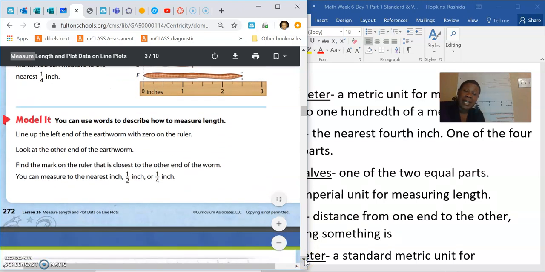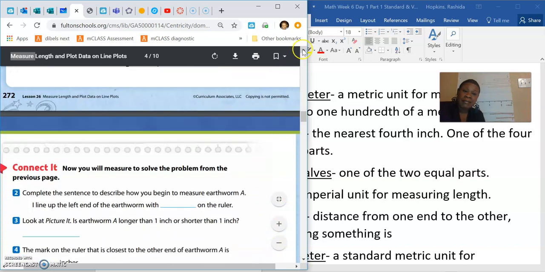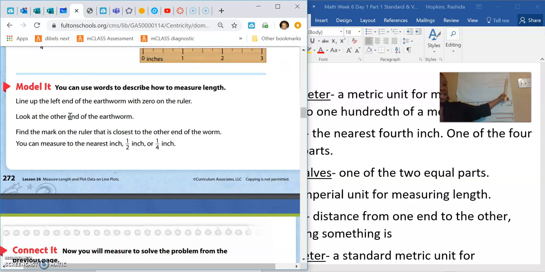So we're going to be able to answer some questions after doing that. You can use words to describe how to measure the length as well. So if we model it, line up the left of the earthworm, and that's here if we're looking at my little drawing. So you have the left of the earthworm with your 0. Line up the left end of the earthworm with 0 on the ruler.